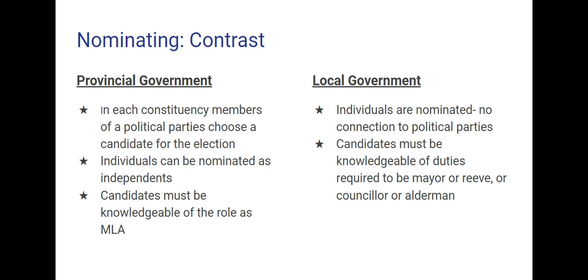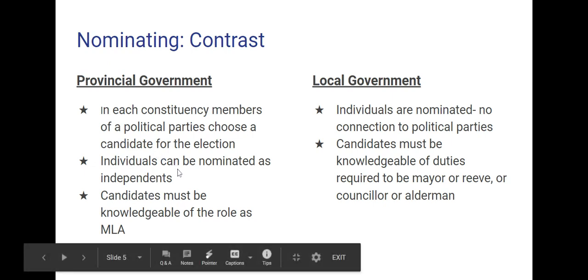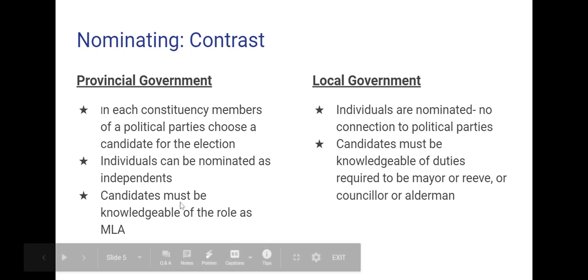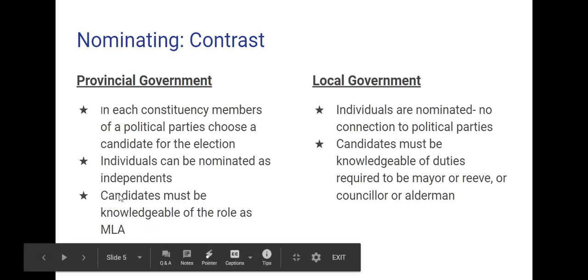So what are the differences between a local and provincial government? Well, in provincial government, we are having a political party run in each constituency. We can have individuals run as an independent. And candidates that are running have to know what they're getting themselves into. So what are the responsibilities of being an MLA?